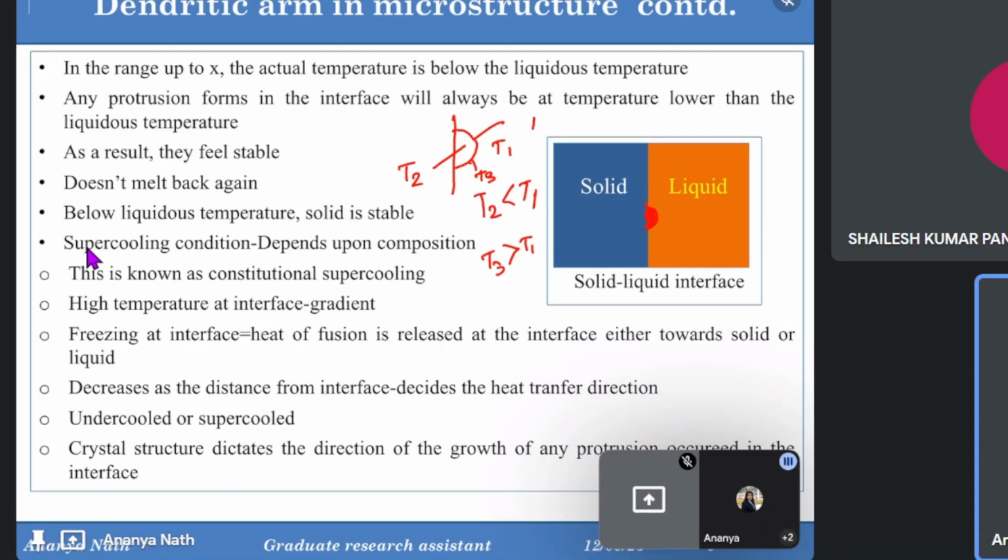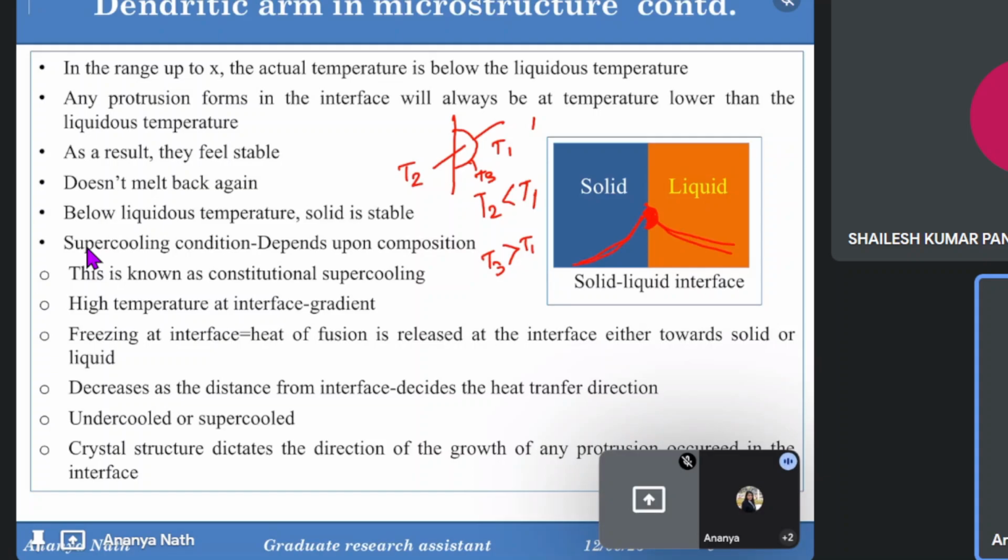So as the freezing has taken place, freezing means there is a hump created which is solidified with the help of the solidified portion, but it is coming into the liquid zone. So freezing has taken place, so heat of fusion is released. Obviously heat is released, this is how the solidification has taken place. So the heat of fusion can be either towards the solid side or the liquid side. Means this heat can be released in this side or this side. So the distance from the interface decides the heat transfer direction. It can be in either direction, or in both directions. Whatever it will be, the heat will be released like this from the interface.